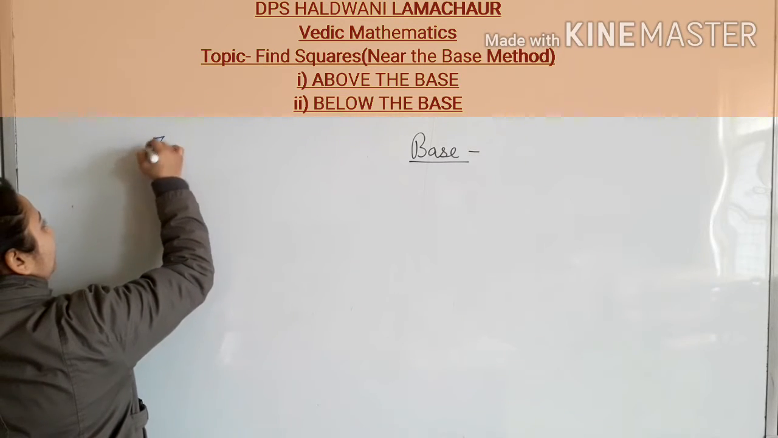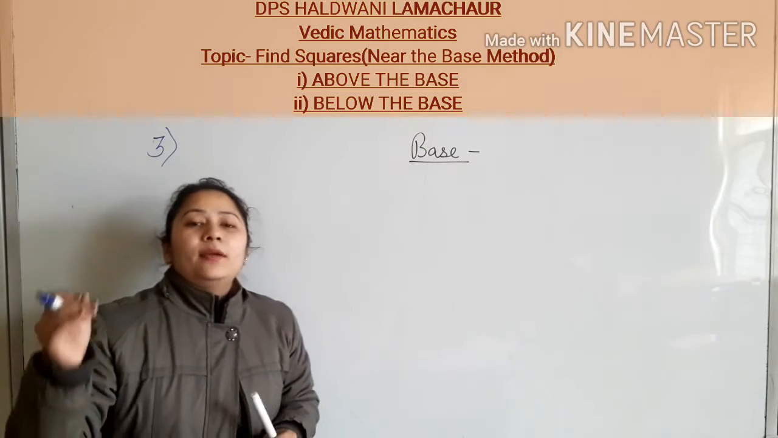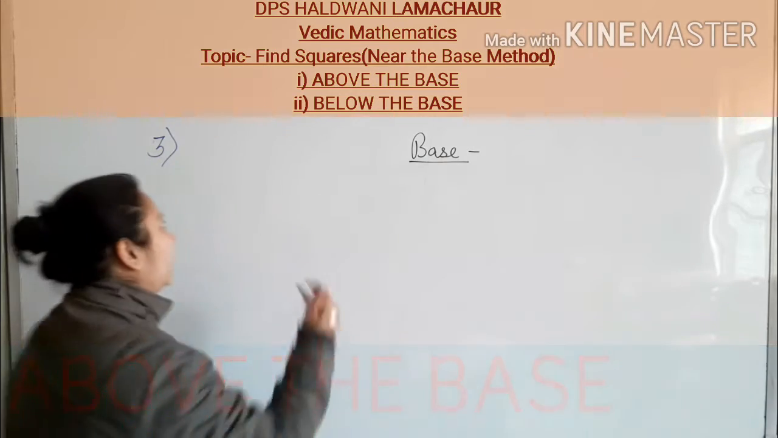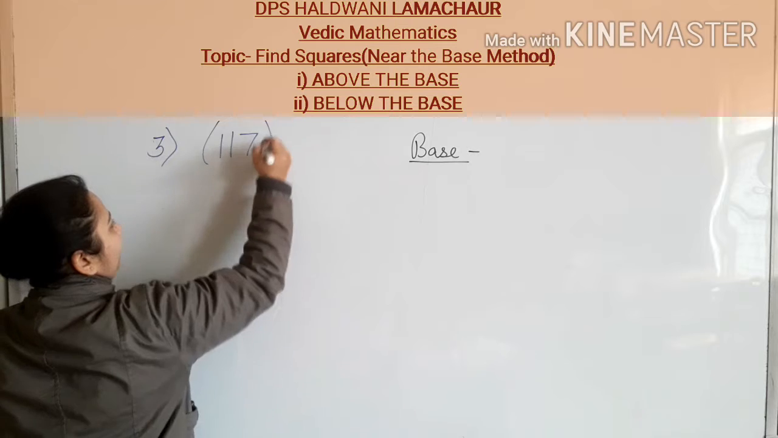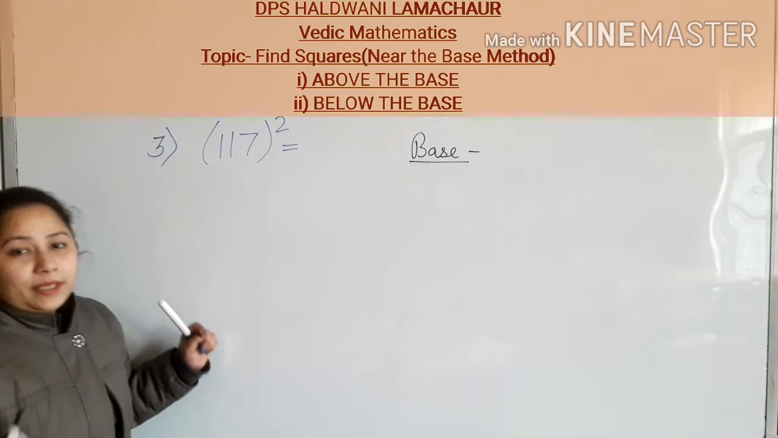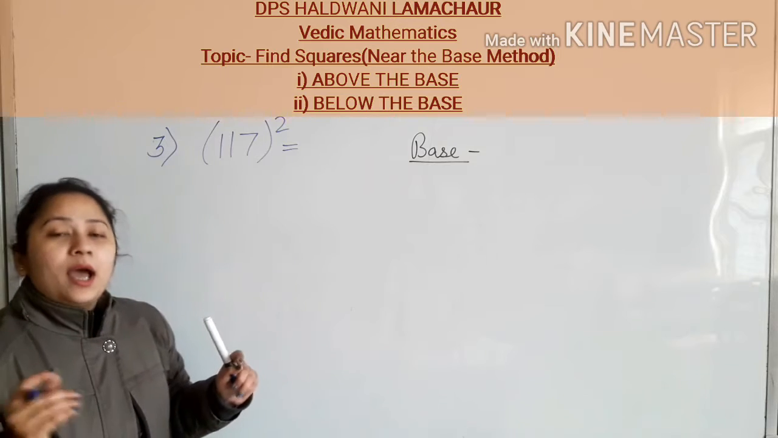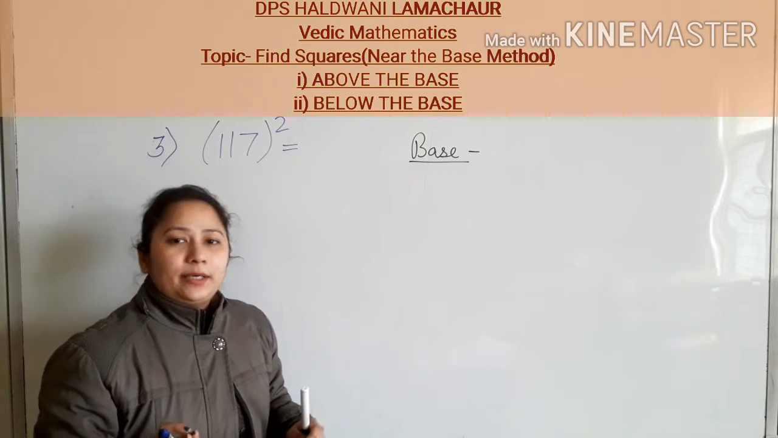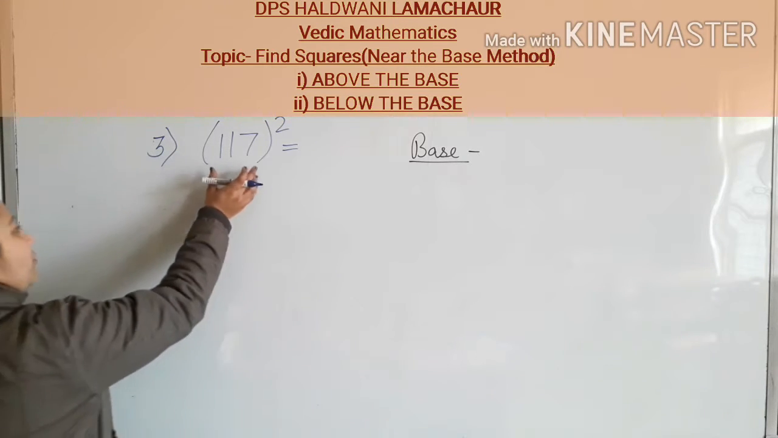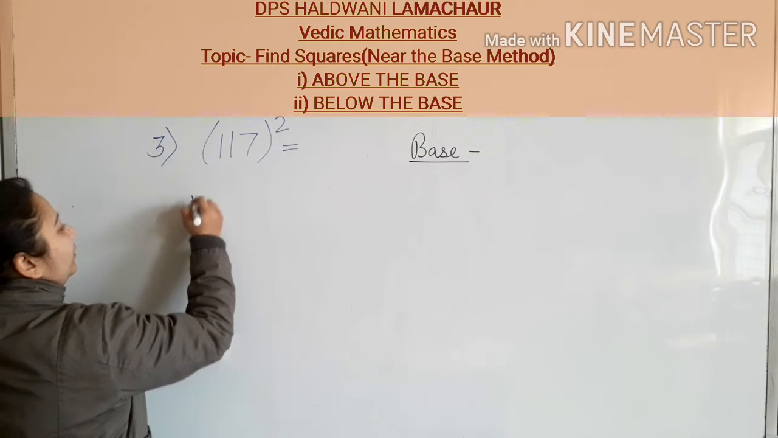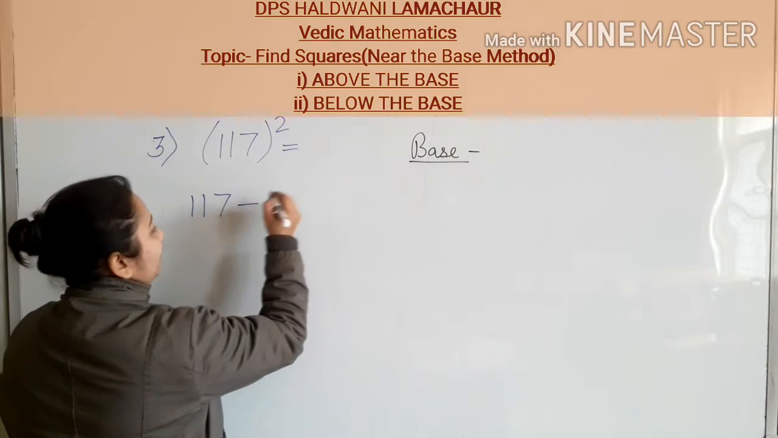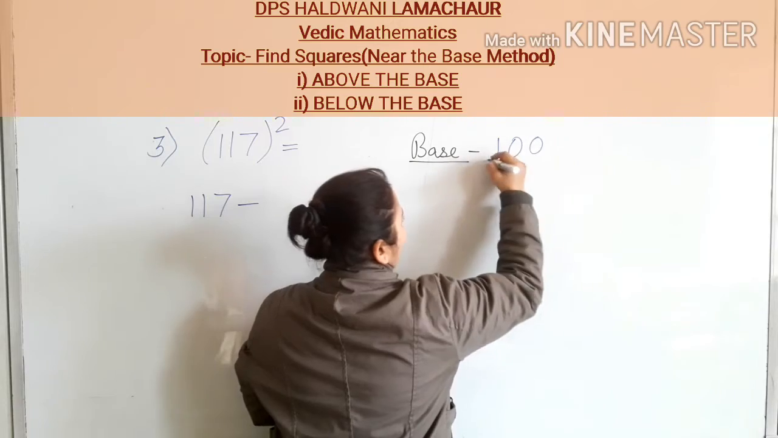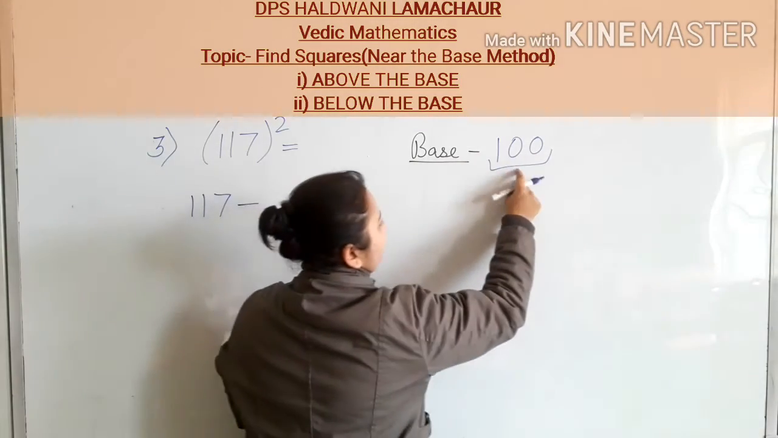Now students, your third sum of the topic finding squares with the near the base method, and the first part is above the base. As you can see, all your numbers are above the base. Please watch the video till last, students, because after some questions we will discuss below the base also. In that we will do the sums related to below the base. So 117 square. Now take the base. As you can see, it's 117, so your base will be 100, meaning 1, 2, 3, 3 digits.